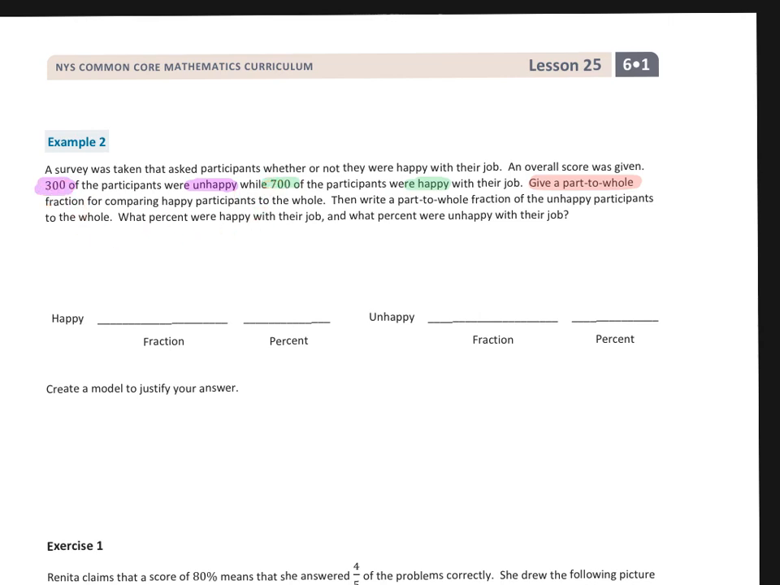So part one, we'll call them unhappy, right? That's 300. Part two, we'll call them happy. That's 700. How many total is that? I have to add them together. That's 1,000 total participants. Okay, this is my total participants. This is my whole. So I need to remember that as I write this fraction. See now, if you didn't know what to do first, now try and pause the video and try it.